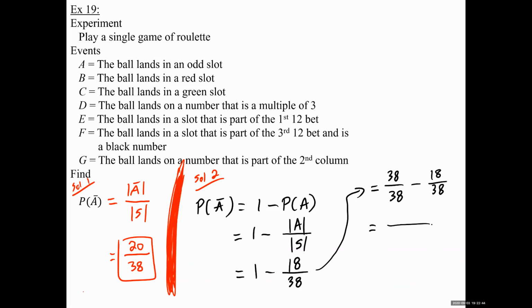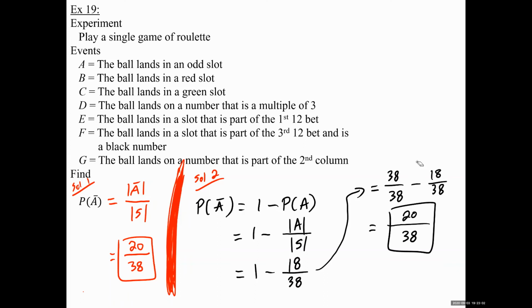If you're confused by that, don't worry. Just type this in a calculator and be done with it. It's not important. But anyway, if you subtract fractions with the same denominator, that's the denominator of the answer. And then you get the top by doing 38 minus 18, which gives you 20. And you see we got the same answer. All right, that's how you do that one.